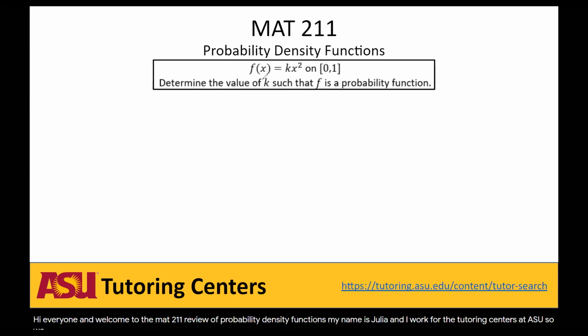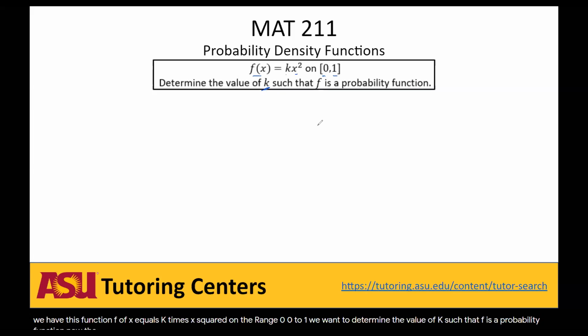So we have this function, f of x equals k times x squared, on the range 0 to 1. We want to determine the value of k such that f is a probability function.